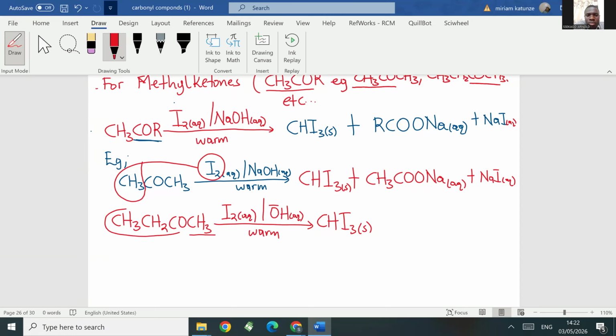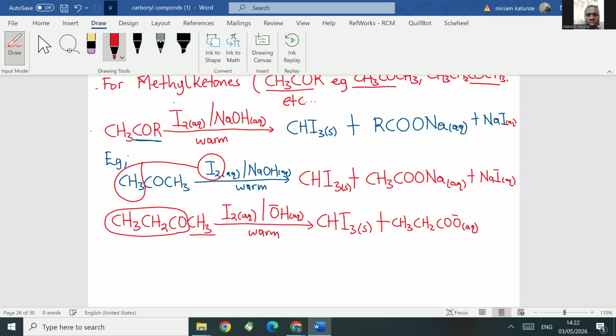It is oxidized to a sodium salt of a carboxylic acid. There are 3 carbon atoms, so we shall get sodium propanoate, like that. So I put Na if here I add sodium hydroxide, but if I use hydroxide ions, the Na is not there. This is a propanoate ion, like that.